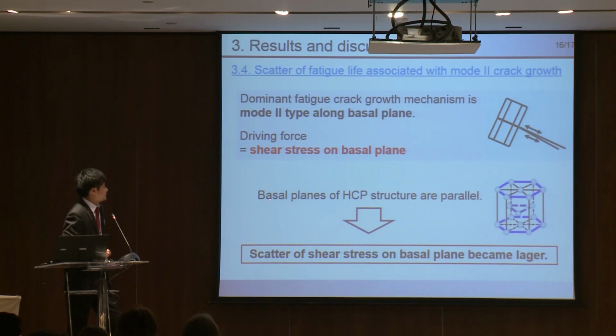However, the basal planes of HCP structures are parallel, like in this scheme. So this fact promotes a larger scatter of shear stress on the basal plane. As a result, this scatter causes large fatigue life scatter.